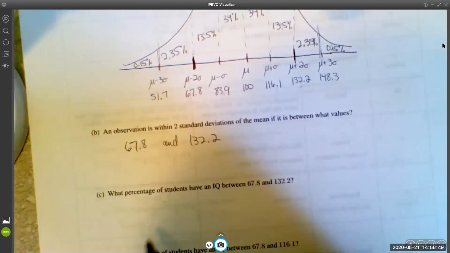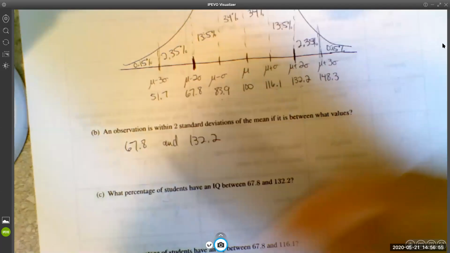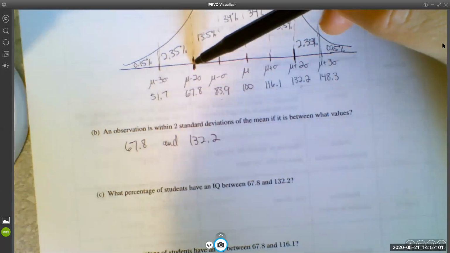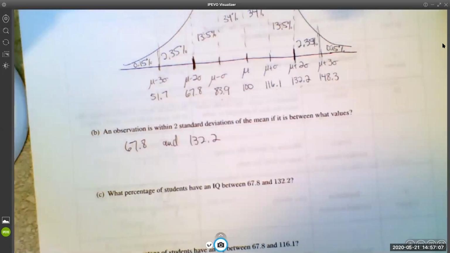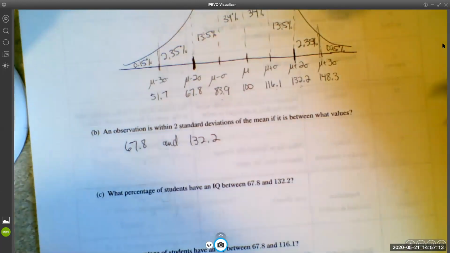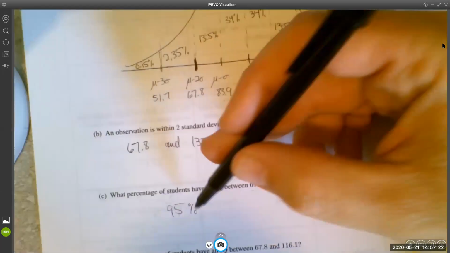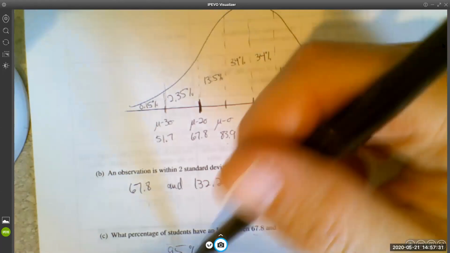Part C says, what percentage of students have an IQ between 67.8 and 132.2, right? What percentage of students are between these two values? Well, for one thing, we know that if you're between 67.8 and 132.2, then you're within 2 standard deviations of the mean. And the empirical rule tells us that 95% of data is going to be within 2 standard deviations. So what percentage of students have an IQ between 67.8 and 132.2? Well, that would be 95%. Another way you could arrive at that same answer would be, since you have this chart already, you could just add these numbers up, right? 13.5 plus 34 plus 34 plus 13.5 equals 95%.